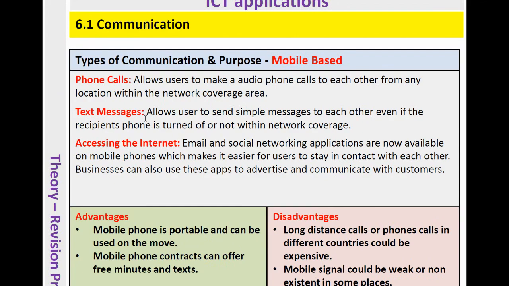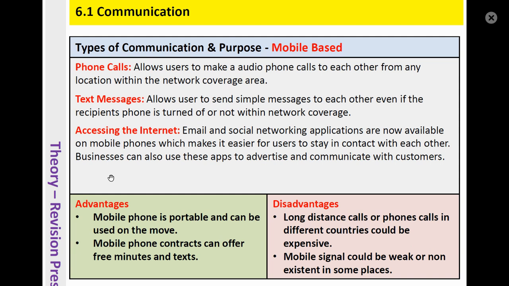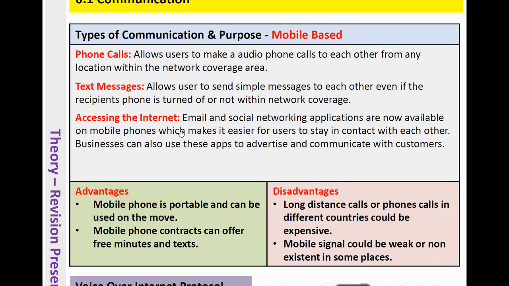They may send a text message. For example, let's say we have a rain day or a snow day, schools are closed. A text message could be sent to all parents. And obviously internet as well, the internet can be accessed by your mobile phone. So you can receive email messages or social media messages relating to that company. The advantage of using your mobile is it is portable and can be used on the move. Mobile phone contracts can offer free minutes and text.